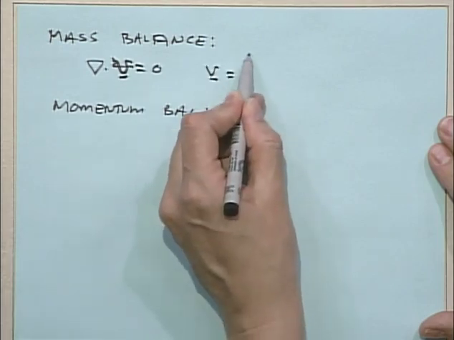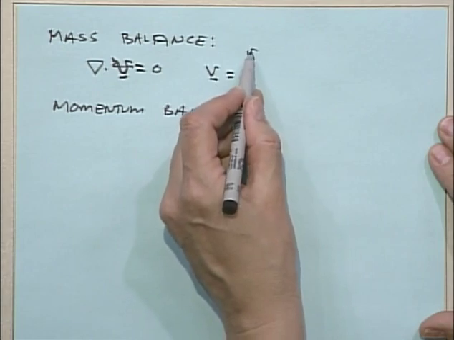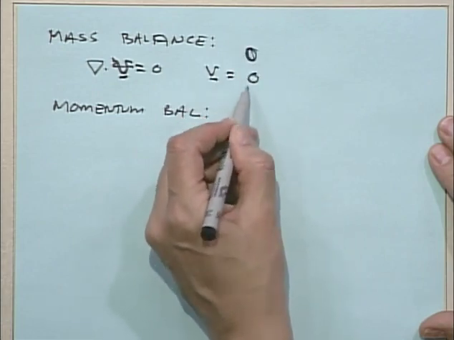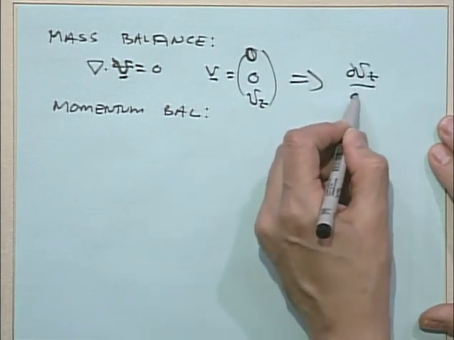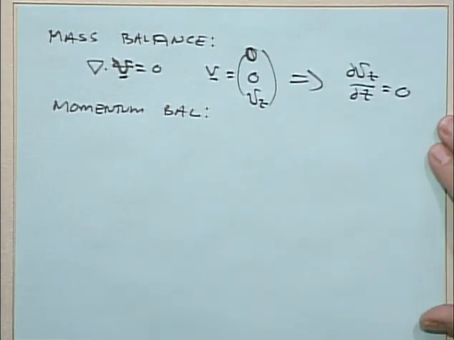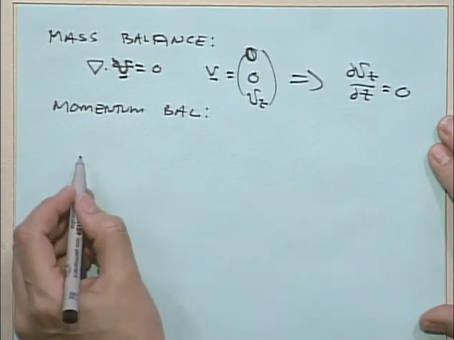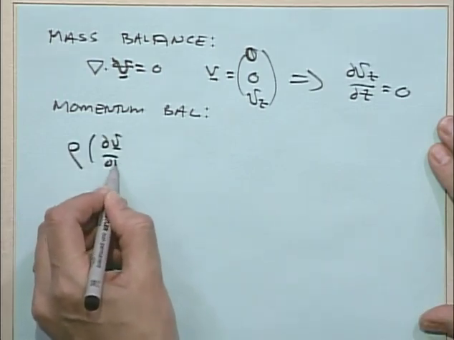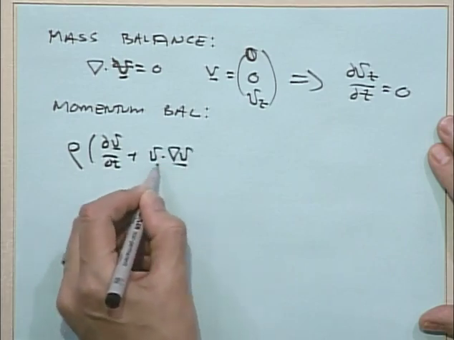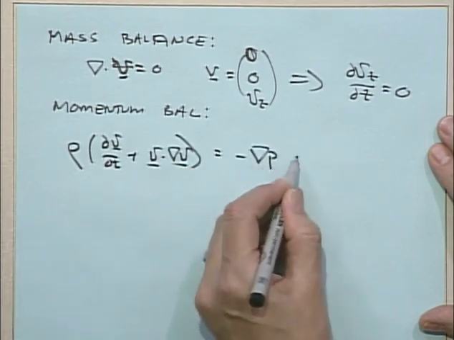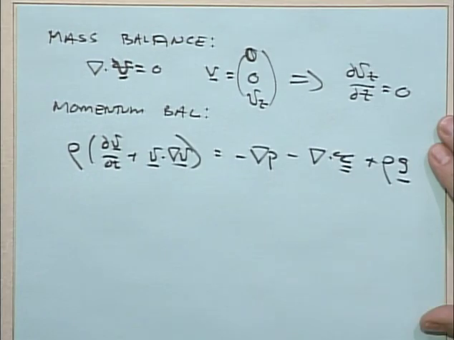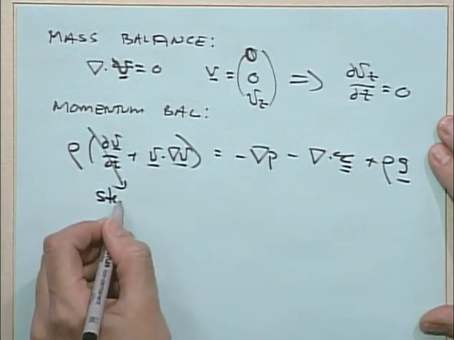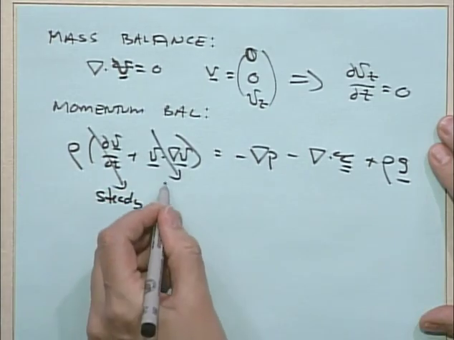And we know that the velocity is only in the one direction, the z direction, let's say. And we've done this many times. We get dVz/dz equals 0. The momentum balance: rho times dV/dt plus V dot del V equals minus grad p minus del dot tau plus rho g. We're going to do steady flow. It's unidirectional.